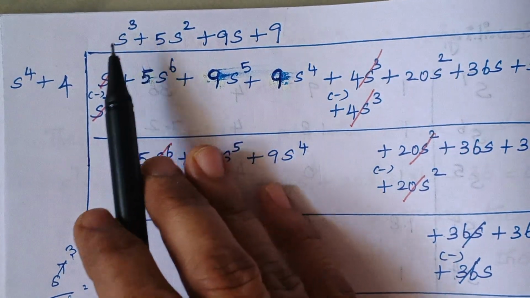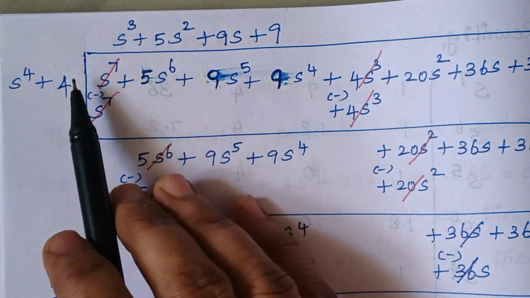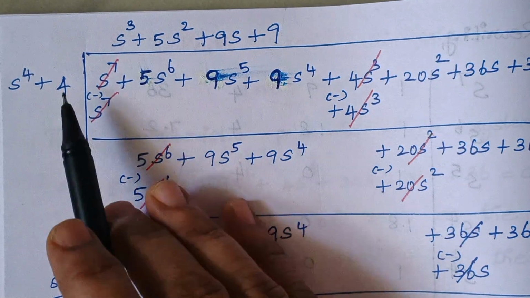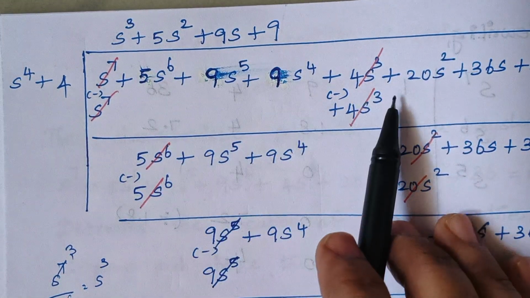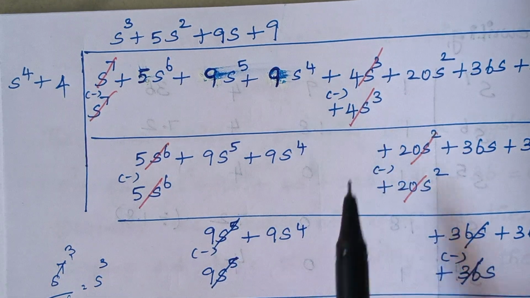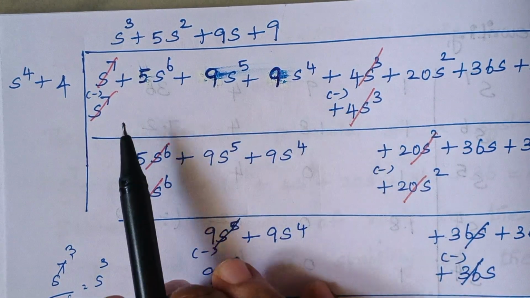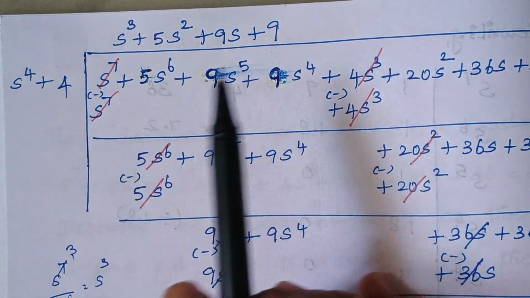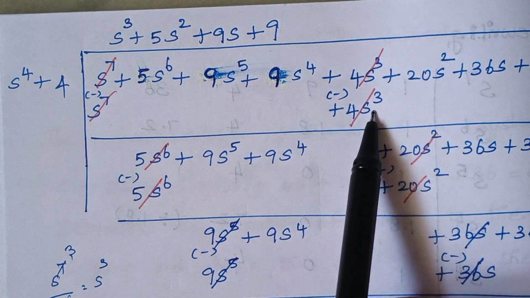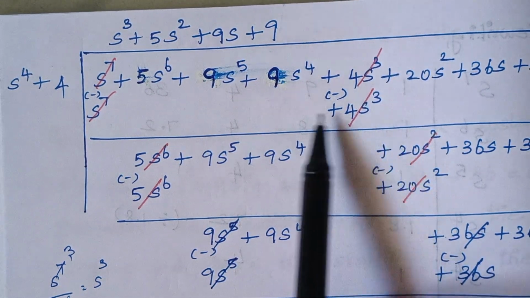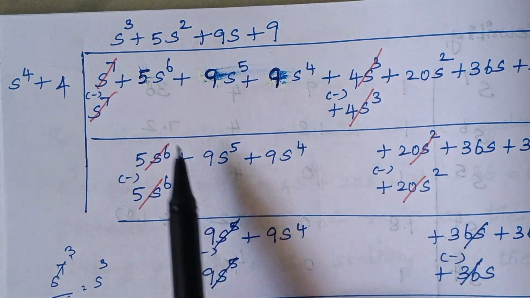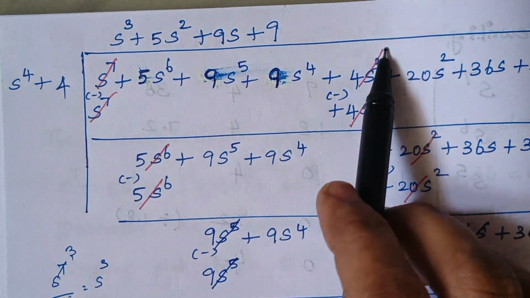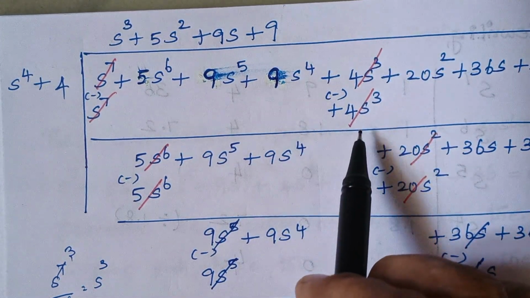After finding this, you have to multiply these two terms. So s to the power 4 into s cube will give you s to the power 7, and 4 into s cube will give you 4s cube, right? Since we have only two terms, you just write them in their respective places. Under s to the power 7, we write s to the power 7. Under the place of s cube, we write the term 4s cube, right? After writing this, we have to subtract. Due to subtraction, these two s to the power 7 terms cancel each other, and similarly the 4s cube and 4s cube cancel each other.